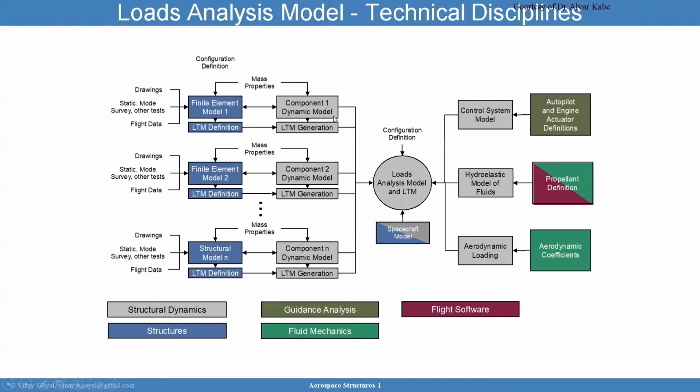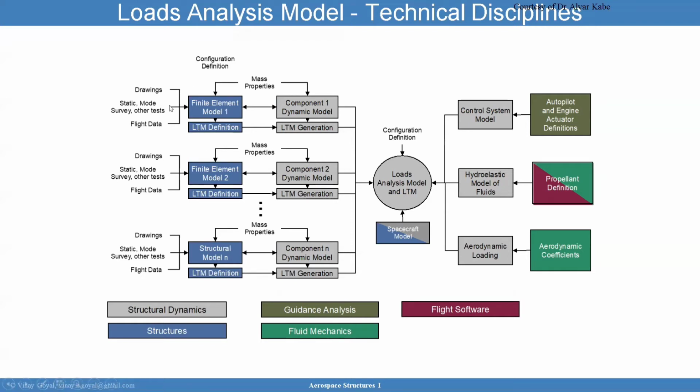I also want to point out that the loads analysis model involves a lot of different technical disciplines. You have the idea that spacecraft models have to be attached to a launch vehicle model. And here I show you different colors that correspond to the various areas of expertise. You can see structures in blue. In gray is structural dynamics, and in green you have guidance and analysis. This is dark green. Light green is fluid mechanics, and then you have the flight software. All these areas of expertise have to work together.